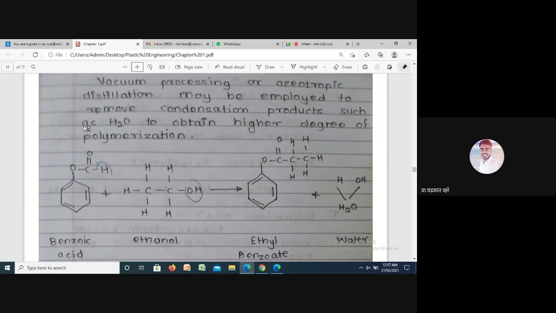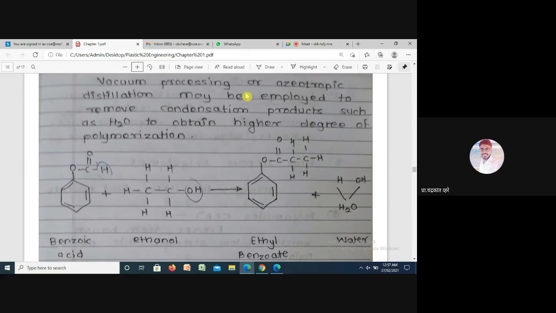Sorry for the disturbance. I thought you had understood condensation polymerization. You have to remember two words: benzoic acid and ethanol. Just a combination of these two gives the output product, and the whole process we call condensation polymerization.